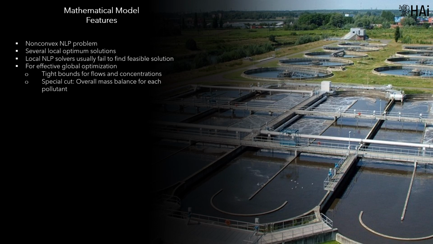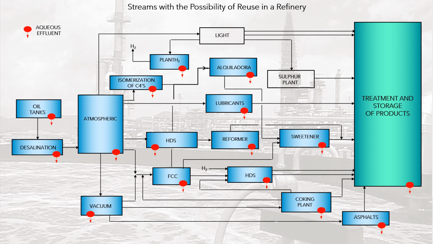The features of the mathematical model are a non-convex nonlinear problem, so several local optimum solutions exist. Global solvers, or special multi-problem optimization algorithms, are required. Local NLP solvers usually may fail to find a feasible solution. Effective global optimization requires tight bounds for flows and concentrations, and special cuts, an overall mass balance for each pollutant. The diagram shows the streams with the possibility of reuse in a refinery.